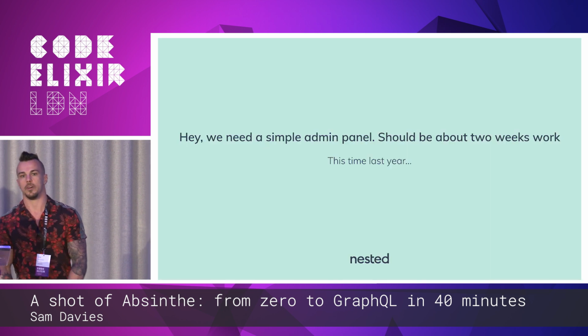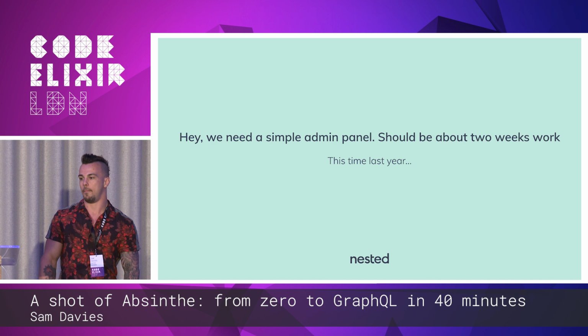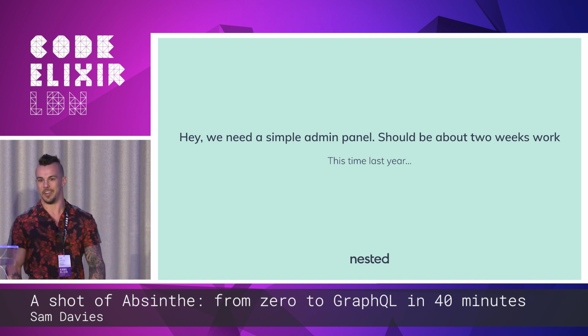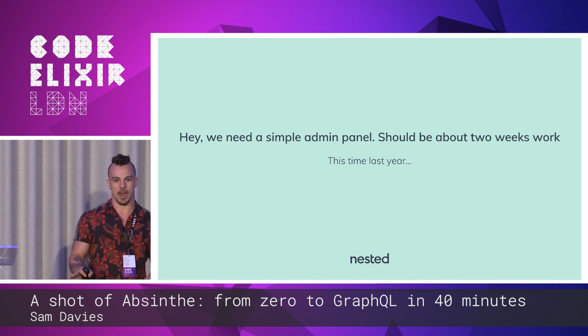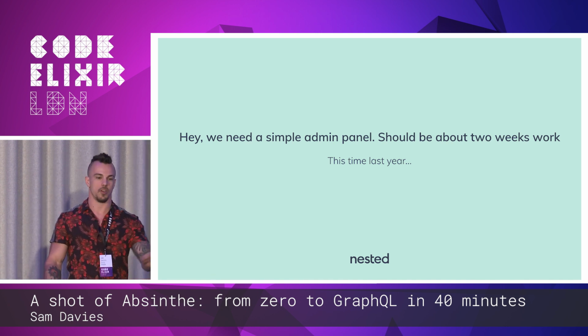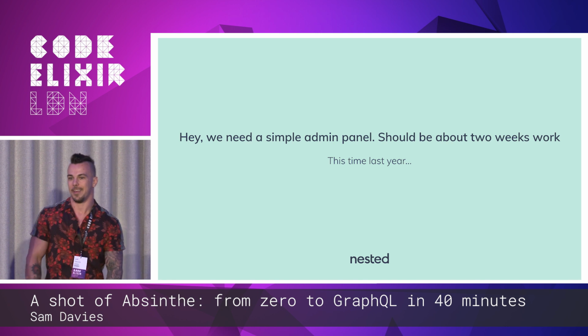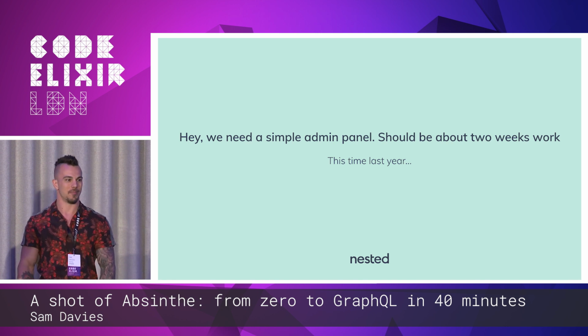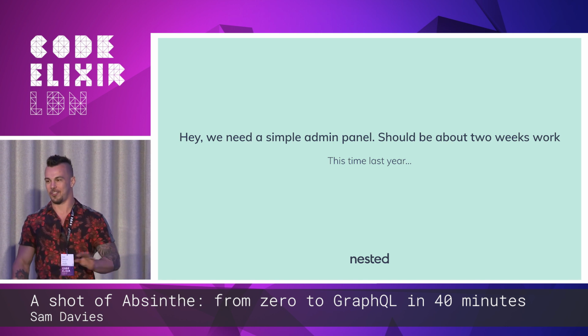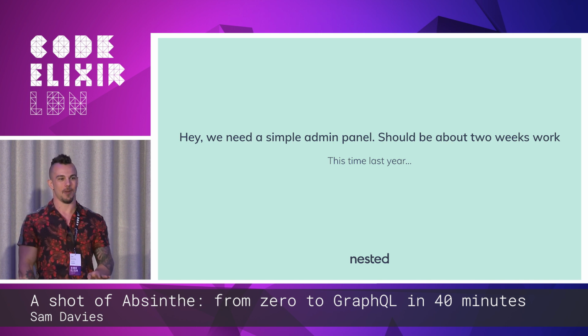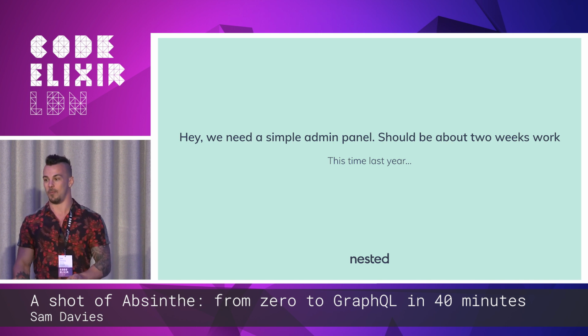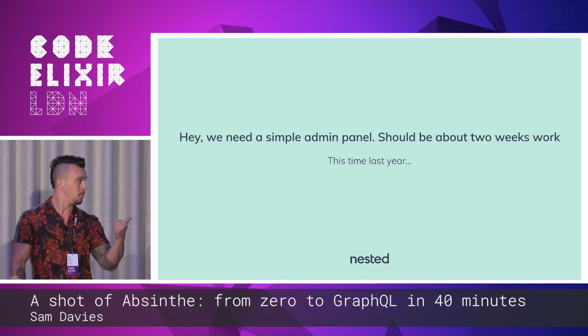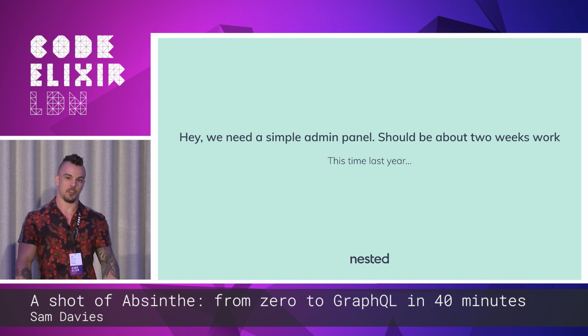So I want to start off with a quick story. Shortly after I joined, we were approached by the CTO, and he said, OK, we need this admin panel. It's just a simple CRUD thing, super easy. It's probably about 2 weeks' work for you guys, which I'm sure you've all heard before. And these 2-week projects rarely actually get completed in 2 weeks. And this one was no exception. So we started building this thing, and we still haven't finished it.